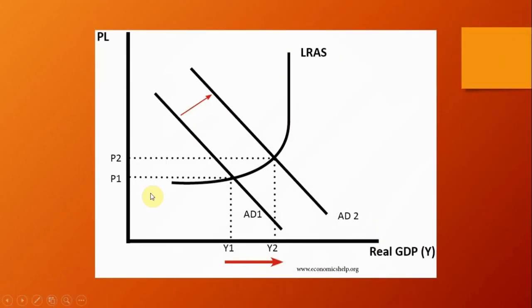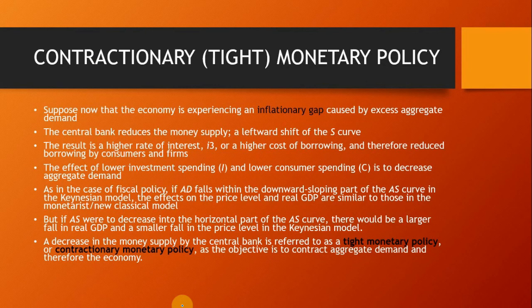model. So let's say there will be a new aggregate demand curve like here in the horizontal part, which is this, there will be more decrease in real GDP, which is this, compared to the classical model, and there are only slight changes in the price level. That is what it means by that point.